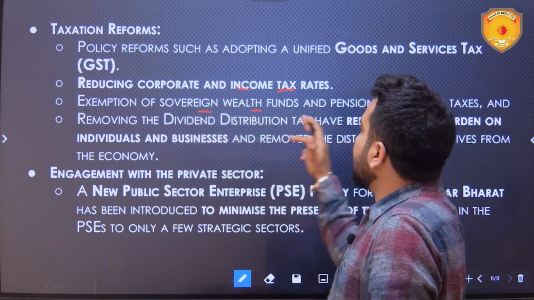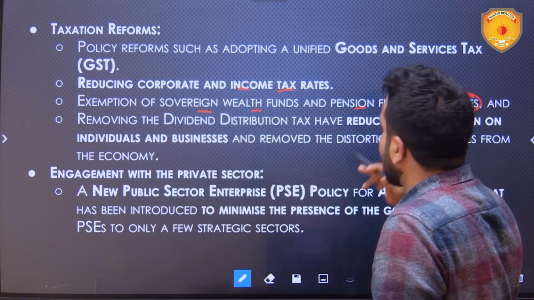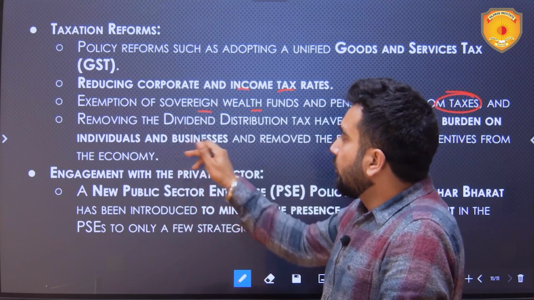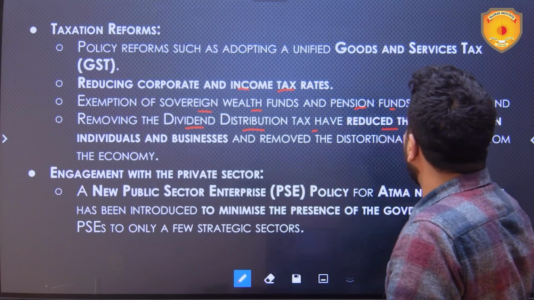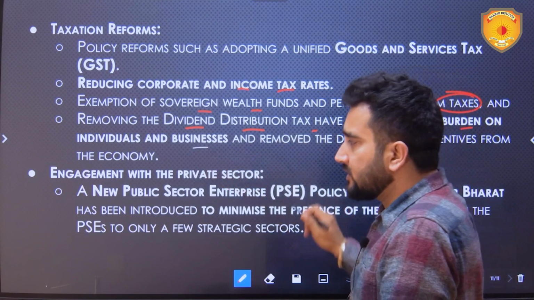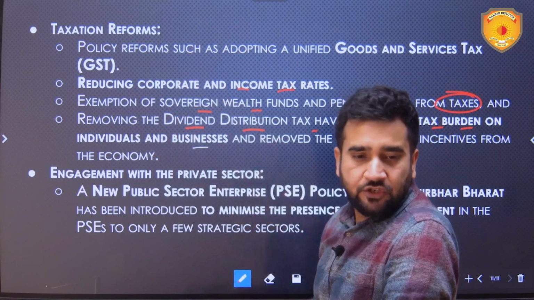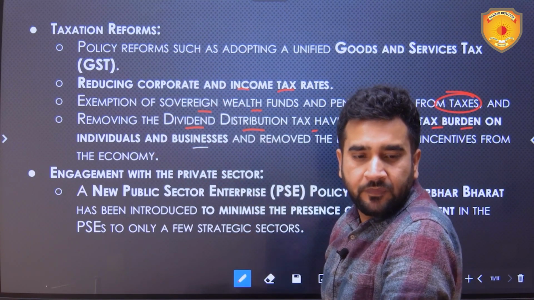Exemptions of sovereign wealth funds and pension funds from taxes. Now they are tax free, whatever returns you get on them. Removing the dividend distribution tax has reduced the tax burden on individuals and businesses. So these are streamlining activities, I would say, in the taxation regime which have been done by the government.